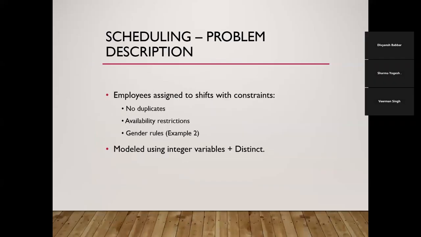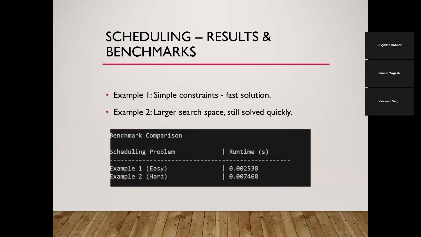Thank you, Veerman. So we'll go over the third example, which is the scheduling problem. This is a real-world scheduling problem. We assign employees to shifts while respecting constraints such as no two employees working the same shift, availability restrictions, and gender-based requirements in the harder example. Again, each shift is modeled as an integer variable, and we use a distinct constraint to avoid duplicates. These types of problems are common in planning and operations research, and Z3 is very well suited for them.